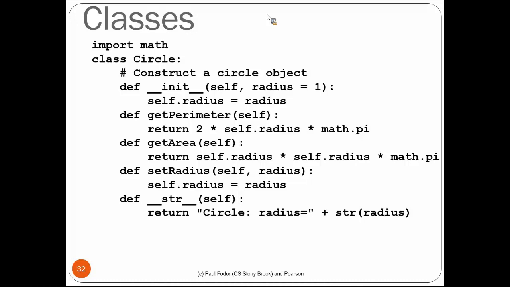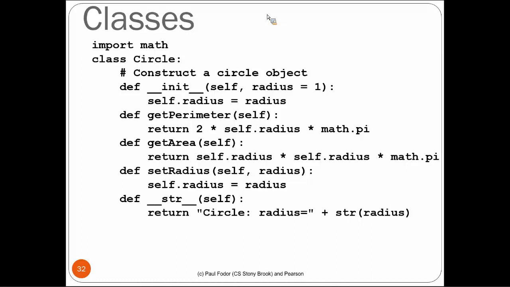Okay, how do we define classes? So we can define classes by basically defining class. Class, in this case, circle is a new class. The initializer, the default constructor, is defined with underscore underscore init underscore underscore.